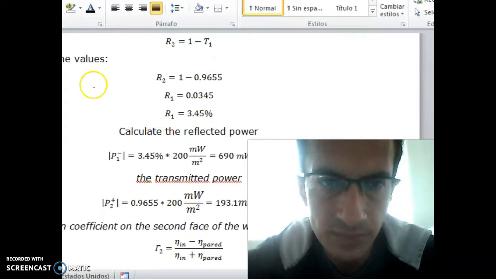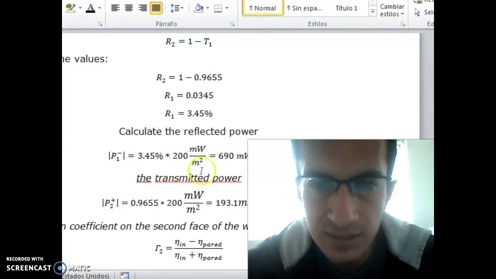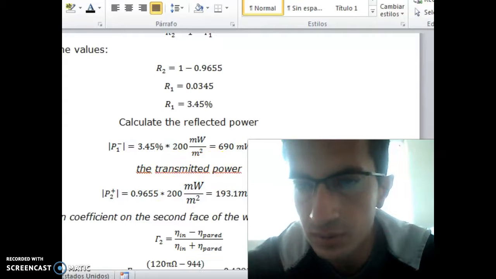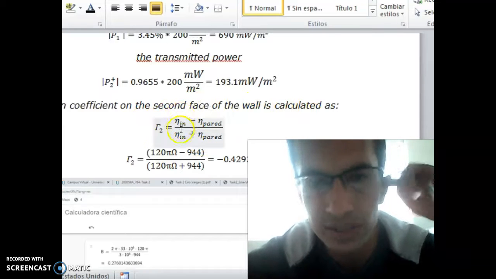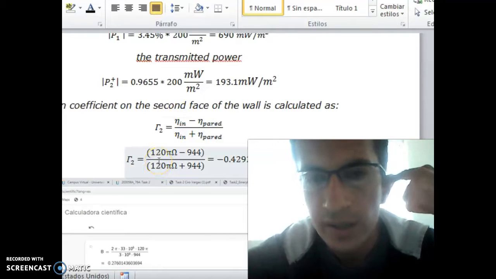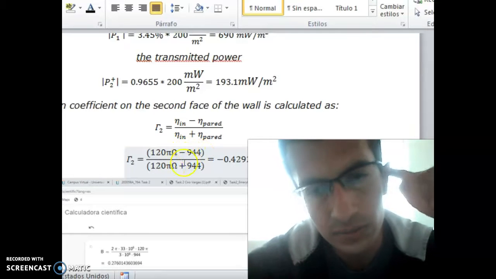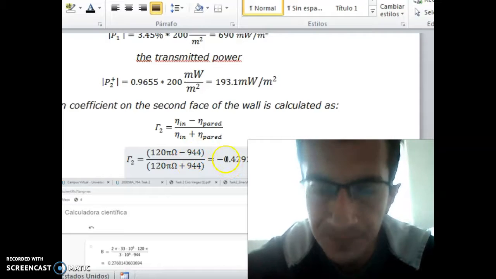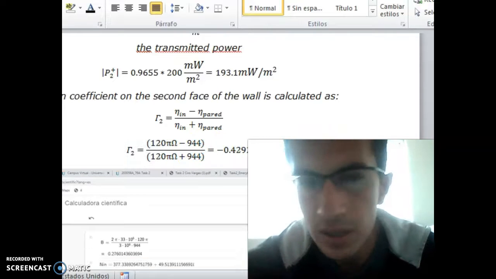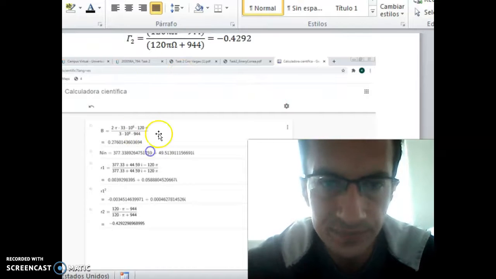This is the operation, and replace the values, to add the transmitted power and the reflection coefficient of the second phase. This is the operation R2: index 1 subtract index 2, we divide by the same, add, and this is the result, and check on the scientific calculator.